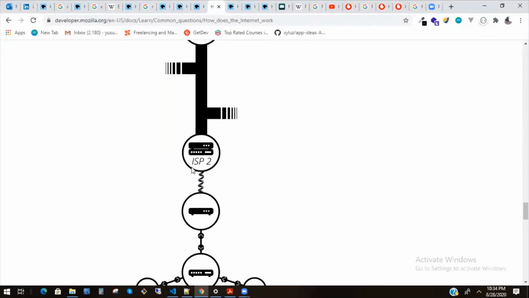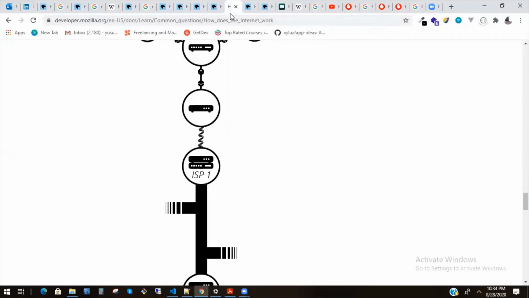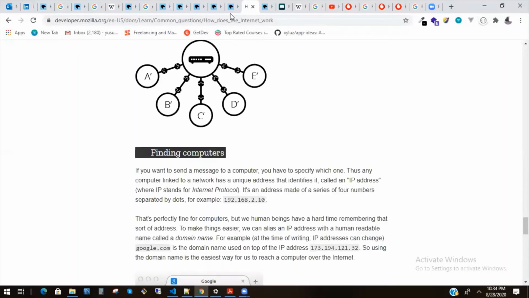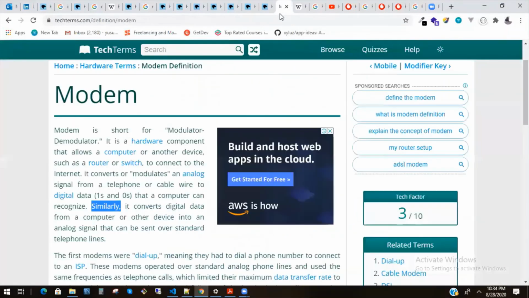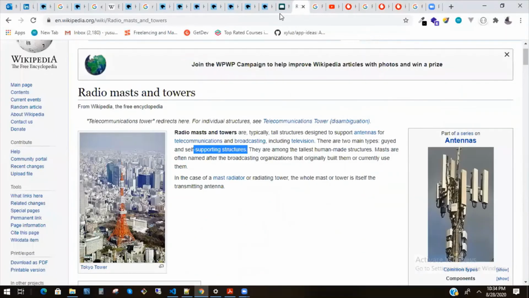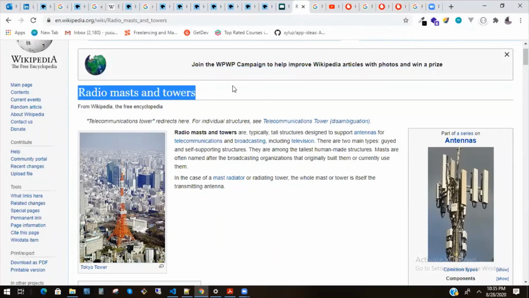So what are the telephone infrastructure that they are talking about? What are those telephone infrastructure? You hear about modems, and this is it: radio masts and towers. These are the infrastructure. We call them base stations.